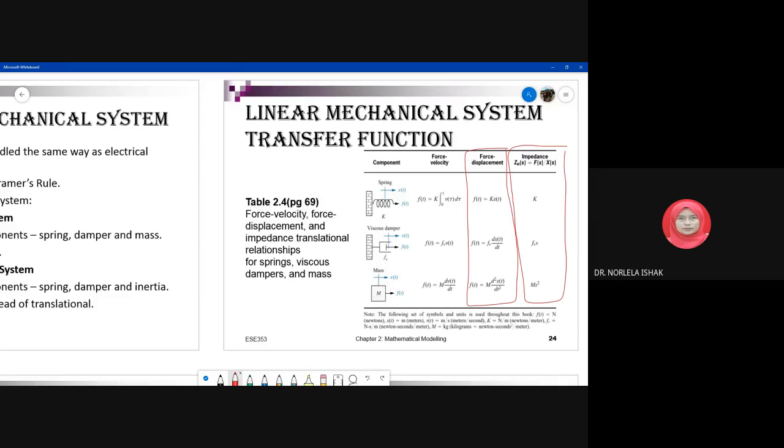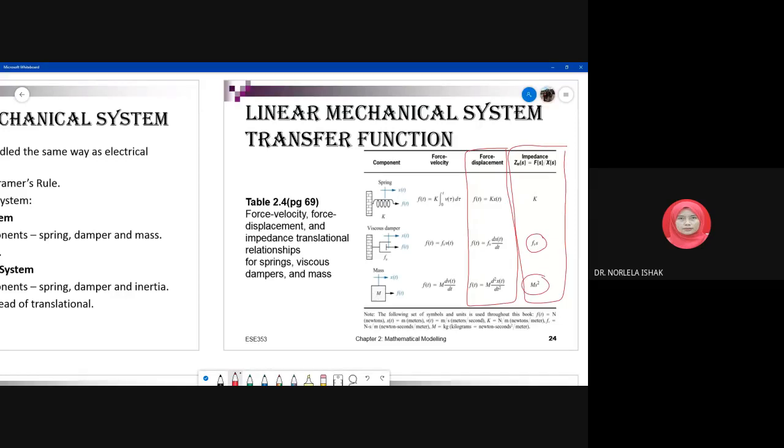Same with the electrical circuit just now, where we analyze the circuit based on the impedance. Also with the mechanical system, we want to define the transfer function. We deal with the relationship between force, displacement and the impedance for the passive components: spring, viscous damper, and mass. For the spring, the impedance is K. For the viscous damper, it is fvs. And for mass, it is Ms squared.